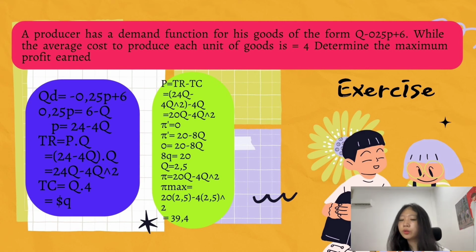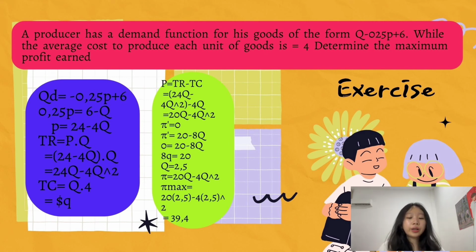For the next one, we have to find the P accent, or the FX accent. It was 0, so don't forget 20Q minus 4Q power of 2, it was the derivatives. So we also have to find the derivative of the profit equation, the P accent. It was 20 minus 8Q. So don't forget, the FX accent was 0, so it remains 0 equals 20 minus 8Q.